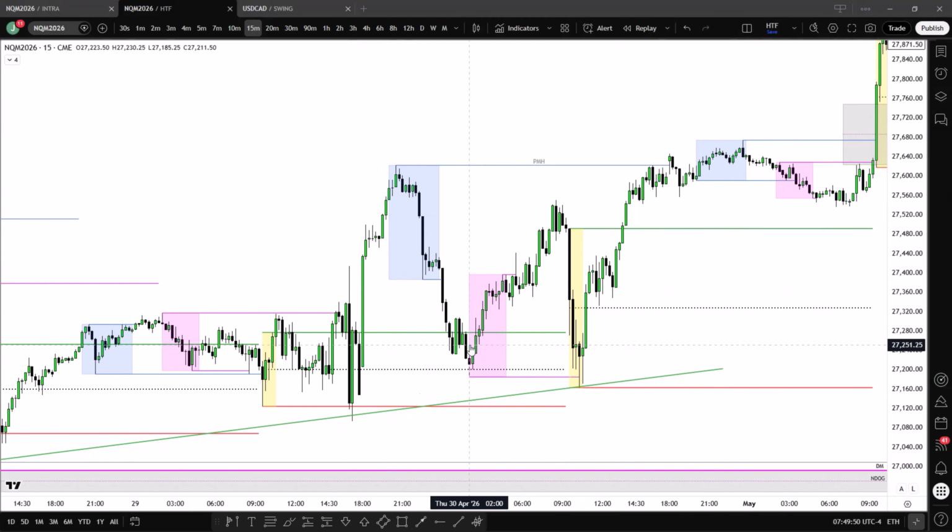Here's an example of price moving outside of this initial balance and coming back in and tapping into the midpoint of this initial balance before moving higher. Midpoints of previous initial balances act as support and resistance.